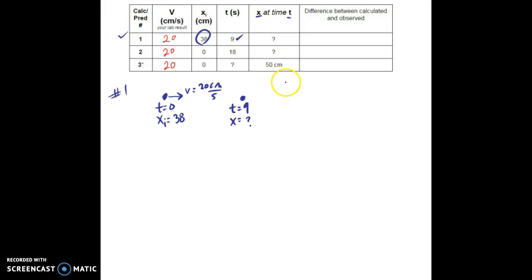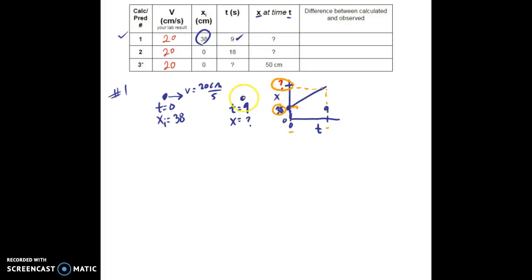The graph I would sketch would be position versus time, and it would look like this. This is just a rough draft of a graph, but it's what I know. I know that I have this starting position at time equals 0. At 9 seconds, I don't know what the position is. I could use this graph to get the answer with some brute force.